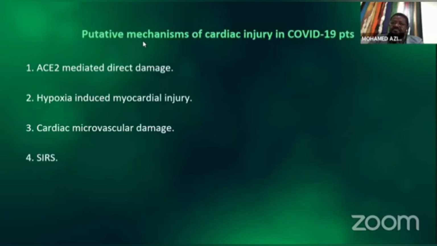Also, there is a postulated mechanism of cardiac microvascular damage. Another mechanism is plaque rupture. In patients with predisposed plaque in the cardiac vessels, plaque rupture can lead to either MI or cardiac injuries. And the other mechanism is the cytokine response, or systemic inflammatory response syndrome. So in severe inflammation of the lungs, if the patient is severely hypotensive, this can also affect the heart. There is no direct effect on the heart, but it is functionally affecting the heart, leading to cardiac injury. Next slide, please.